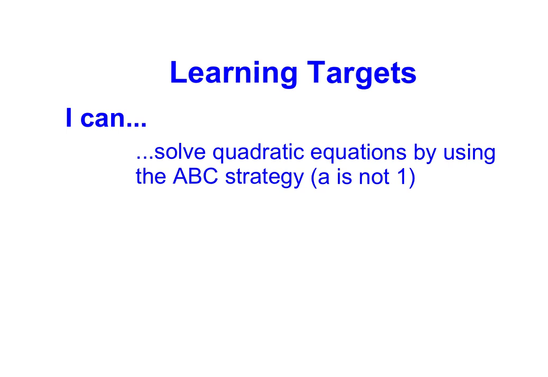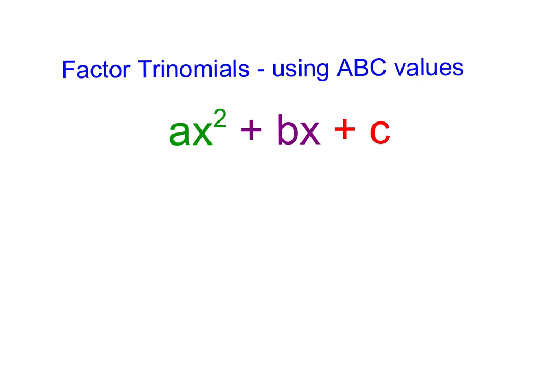In this video, we'll be learning how to solve quadratic equations, specifically trinomials, by using the ABC values and having an A value that is not 1. So when we factor trinomials, the three most important values that help us to factor that trinomial are A, B, and C. And remember, A is the coefficient of the x squared here, B is the coefficient of x, and C is a constant all by itself.